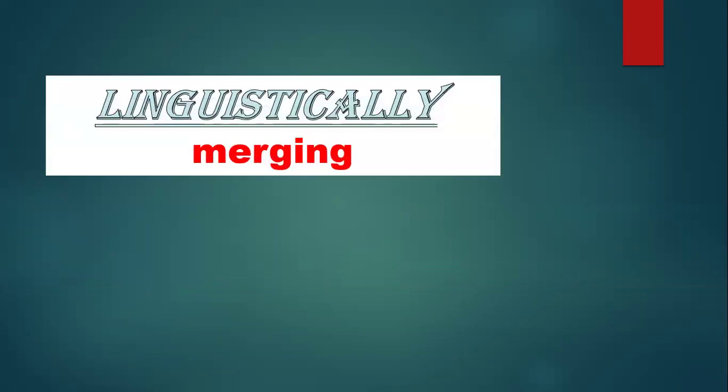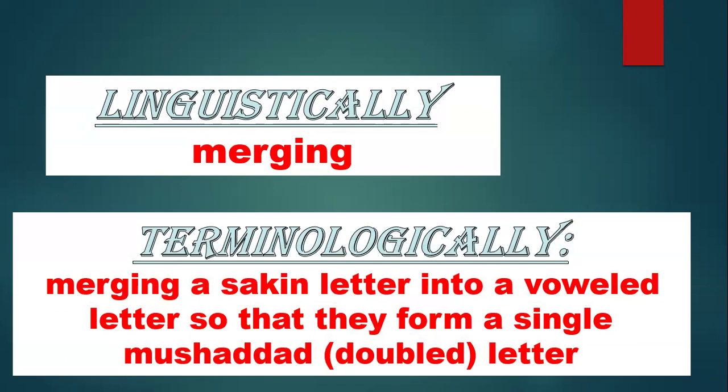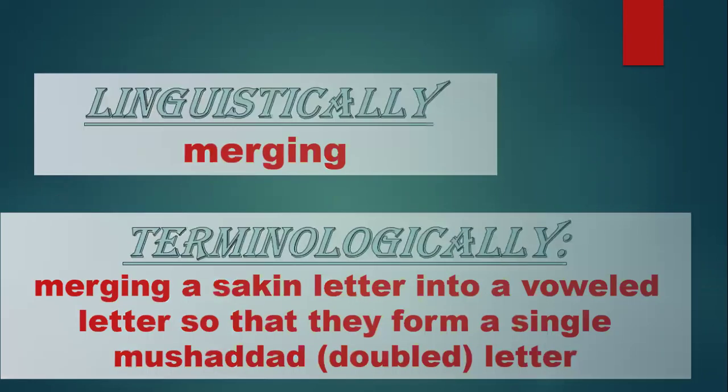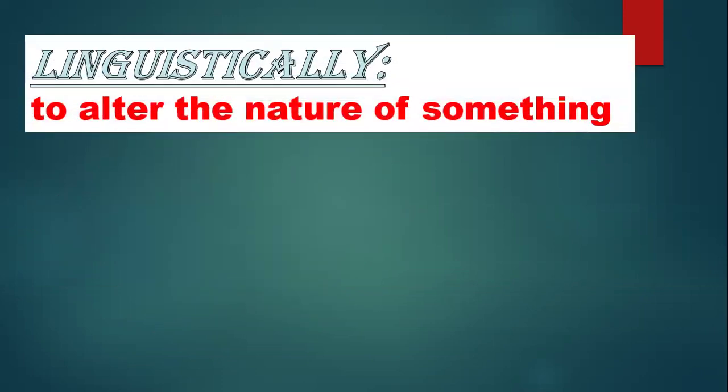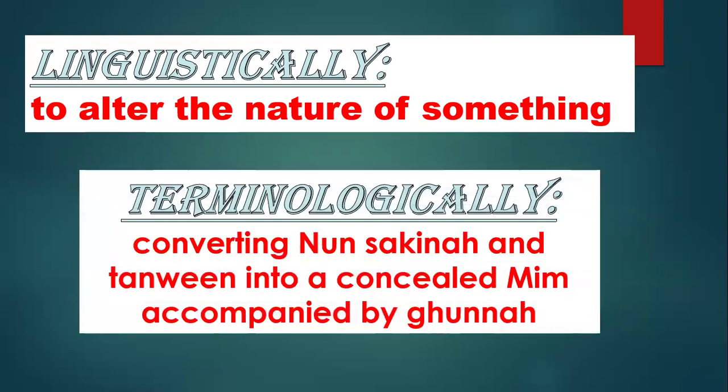إدغام, linguistically merging, terminologically meaning merging a second letter into a vowel letter so that they form a single مشدد letter. إقلاب, linguistically meaning of إقلاب, to alter the nature of something. Terminologically, converting نون ساكنة and تنوين into a concealed meem accompanied by غنة, like من بعد.